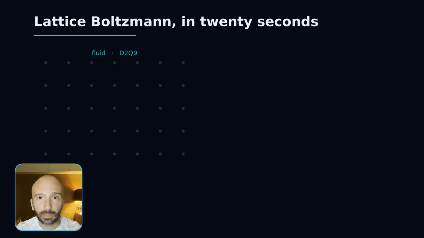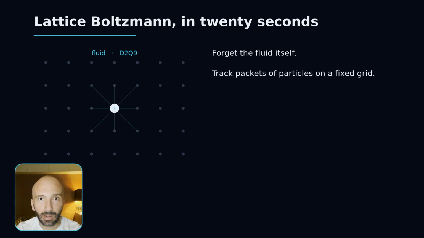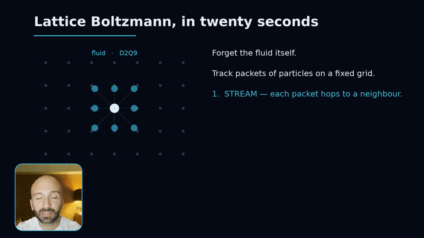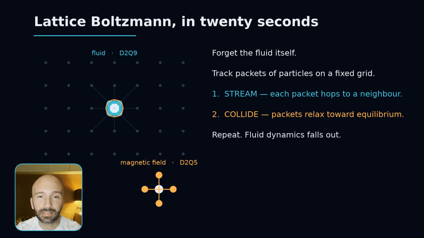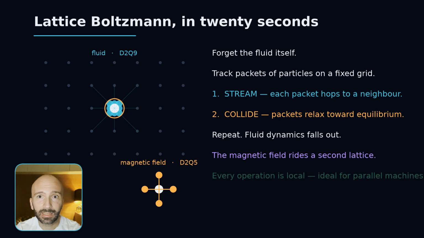The Lattice Boltzmann method takes an unusual route. Rather than solving the fluid's equation directly, it tracks packets of fictitious particles on a fixed grid. Each step, every packet hops to a neighbor, streaming. Then packets relax towards local equilibrium, colliding. Repeat everywhere, and fluid dynamics falls out. The magnetic field rides a second, smaller lattice, and because every operation is local, it runs beautifully on parallel machines.